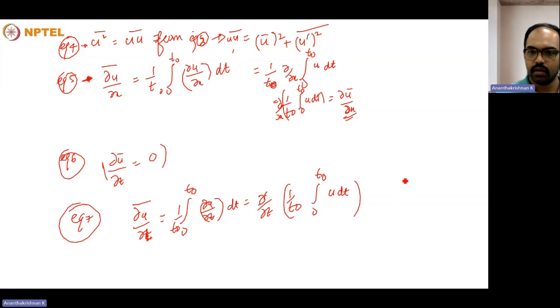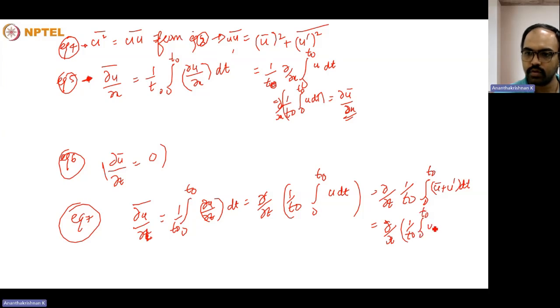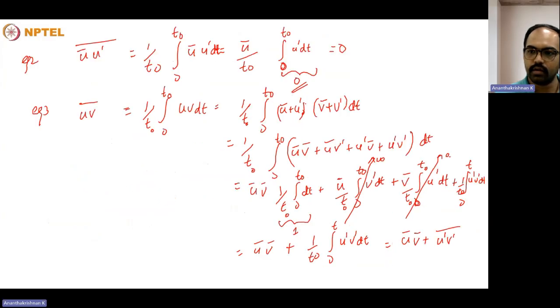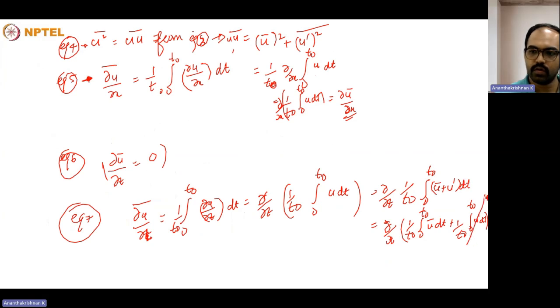So this will give us ∂/∂t of (1/t0) ∫ from 0 to t0 of (ū + u′) dt, distributing the integrand. That will be (1/t0) ∫ from 0 to t0 of ū dt plus (1/t0) ∫ from 0 to t0 of u′ dt. In this case, the second term is the integral of the fluctuating term, which is equal to 0, that we have seen. That is a rule. So based on that, this particular term will be equal to 0.